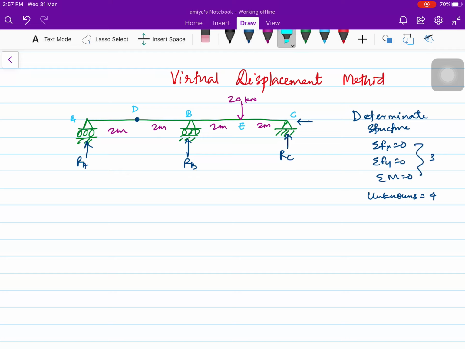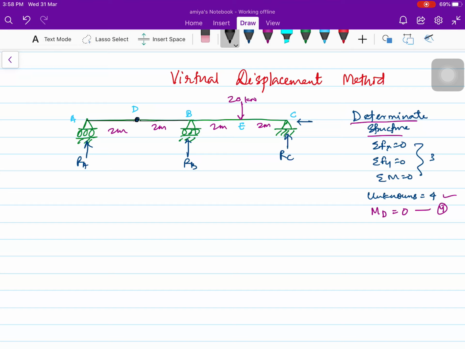But if you note here, we have another joint, a hinge joint, for which moment at D is equal to 0. So this is our 4th equation. So in total we have 4 equations, 4 unknowns. That's why this is an example of a determinate structure. A hinge joint means two members which are joined by a hinge. Normally they show a hinge joint as a dot like this. It's not a support but a joint.